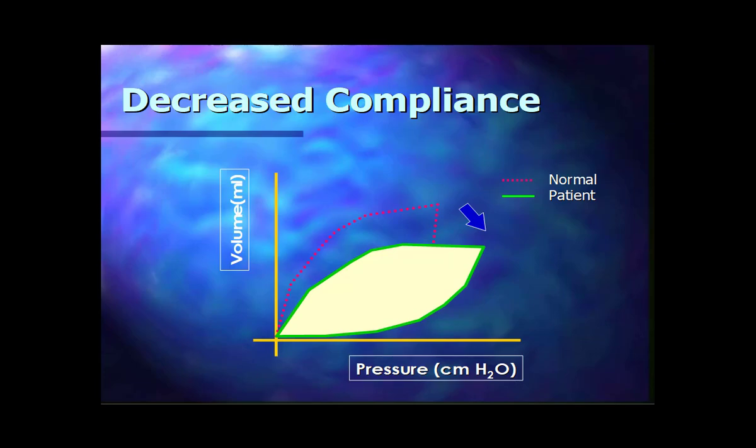Decreased compliance. Compliance is change in volume per unit change in pressure. Decrease in compliance means for higher pressure, lesser volume. That's what it means. So if you have volume on the y-axis and pressure on the x-axis, if this is your normal pressure limit for which this much volume was being generated, if the compliance falls, obviously more pressure is going to be required to achieve that volume. So this entire curve is going to fall towards the right.